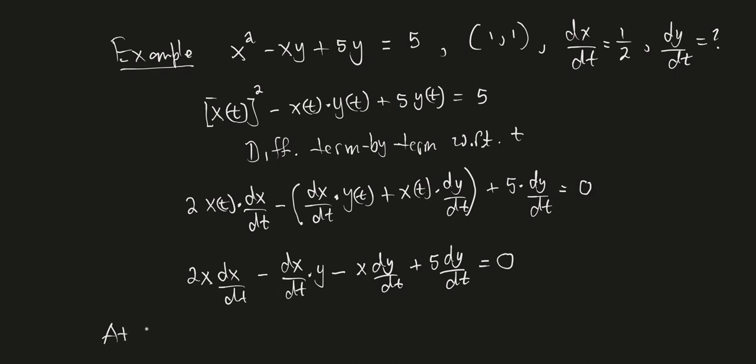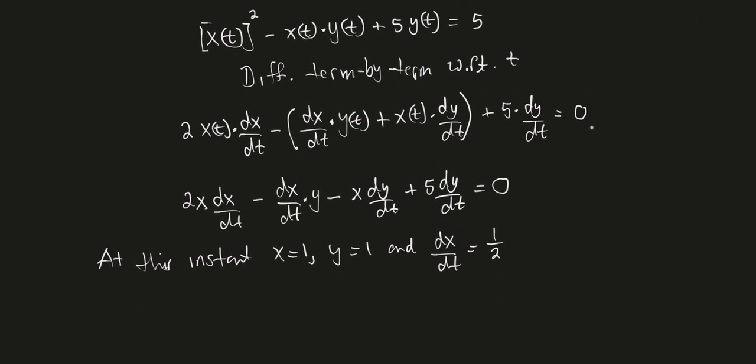So at this instant, let's write this down, x is equal to 1. That's here. y is equal to 1, right? We get that from our ordered pair. And we know that dx dt is 1/2. So then I can substitute all the information I know in this equation, and then hopefully I can solve for dy dt. So let's plug in what we know.